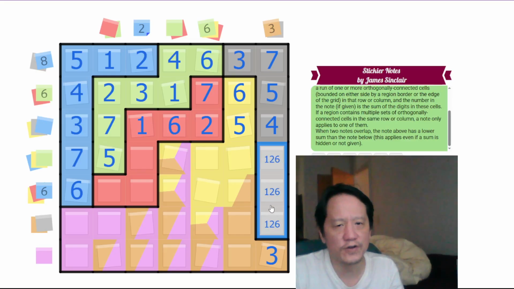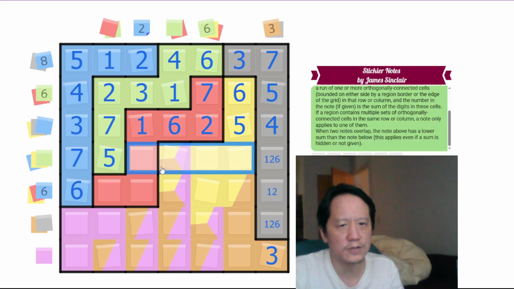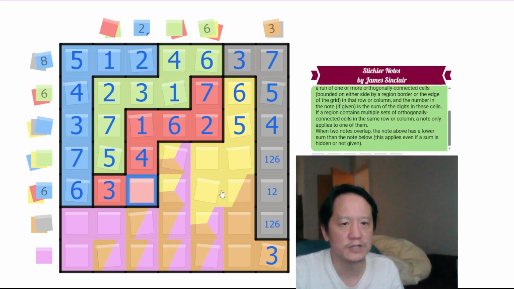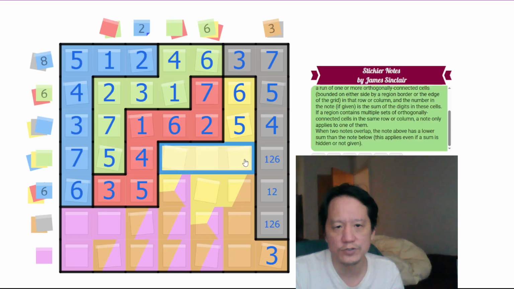Okay, no 4, 5 here. No 6 here. Remaining digits in red are 3, 4, and 5. This can't be 3, so therefore 3 is here. This can't be 5, so that's 4, which makes this 3, or not 3, 5. Therefore, this has to be 1, 2, 3. And the yellow must add up to 6 that way. So this is yellow. And this is 1, 2, 3.